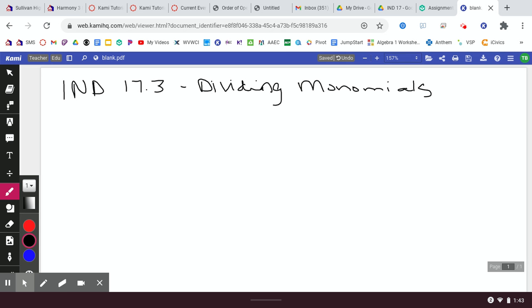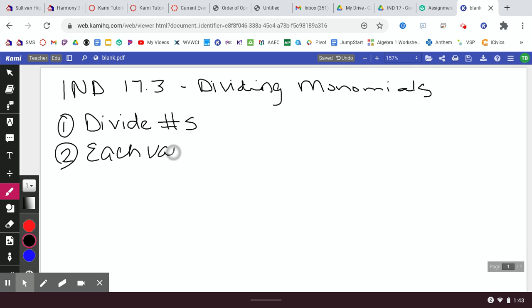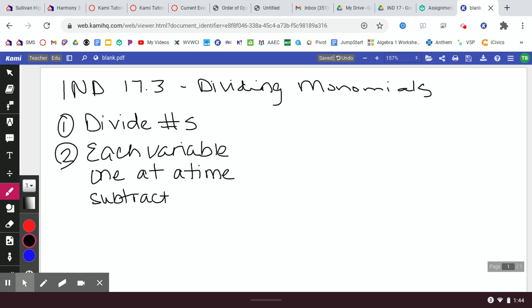And so there's a couple of steps. I want you to write these down. So step 1 is you divide, and I'm going to get lazy here. You divide the numbers. Okay? Step 2 is each variable or letter, okay, one at a time, and you subtract the bottom from the top.